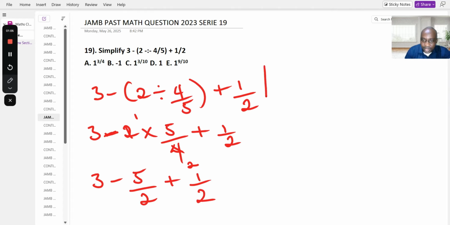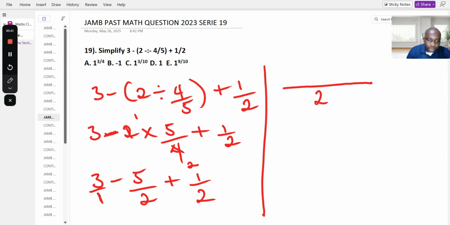Let me draw a line here. Now we look for the LCM. When you see something like this one that does not have any denominator, it's the same thing as putting 1. 3 divided by 1 is the same thing as 3. What is the LCM of 1, 2, 2? The LCM is 2, something that can divide the 3 of them. Now let me put 2. Therefore, how many 1 can you see in 2? 2. 2 multiplied by 3, 6.